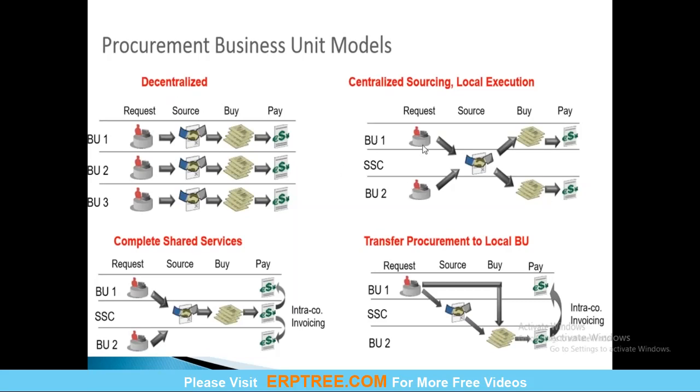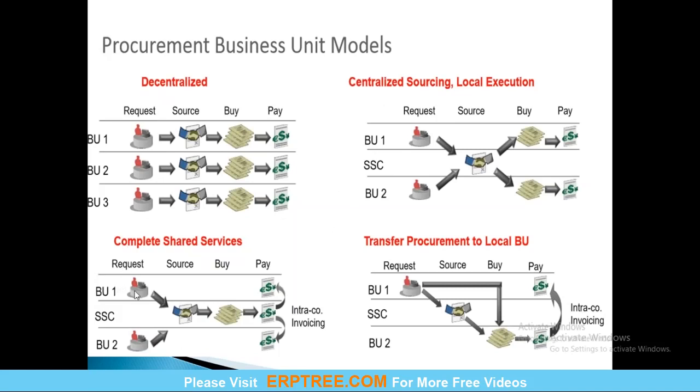you have your BU1 requesting, and this centralized service model, or one of the BUs, let's take an example of BU2 here, has the source service center and does the sourcing, and then you buy from the respective BU and pay. In the same way, your BU2 is requesting, whereas the sourcing is done by one of the shared service centers, and then the buying is done by your respective BU and the paying by the respective BU. This is centralized sourcing. But now, a complete shared service model.